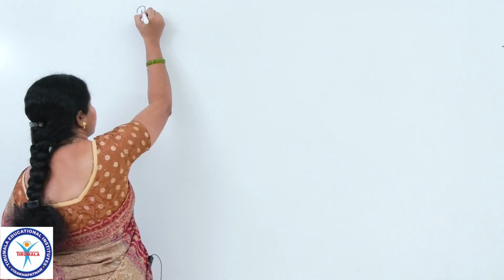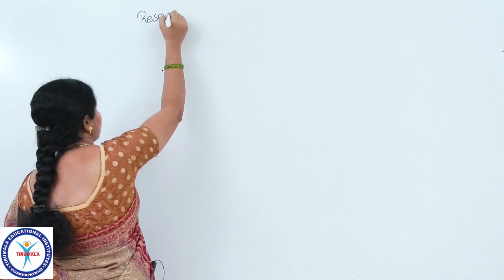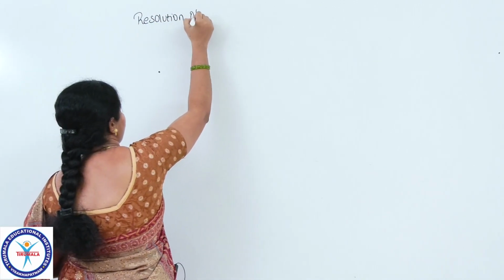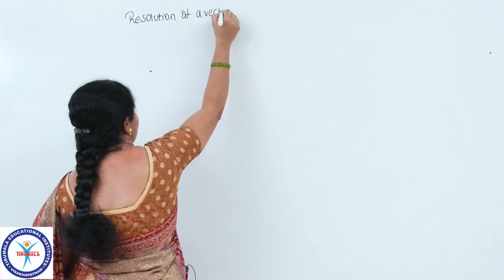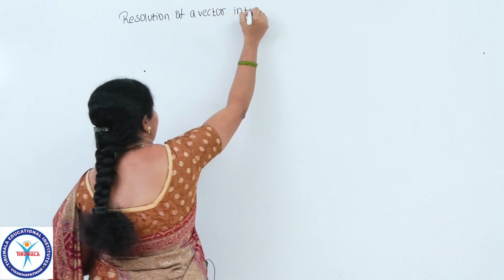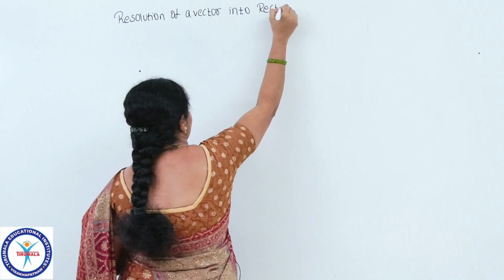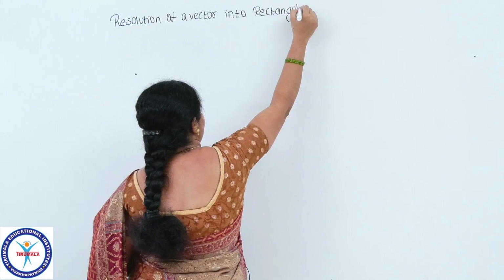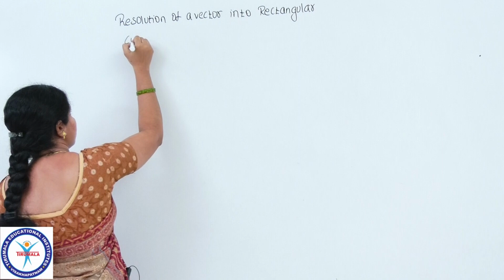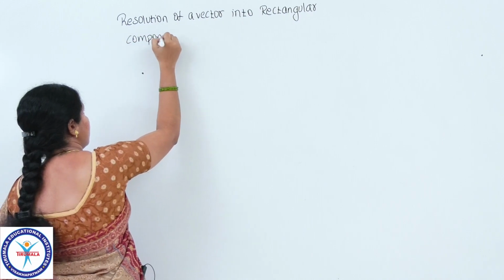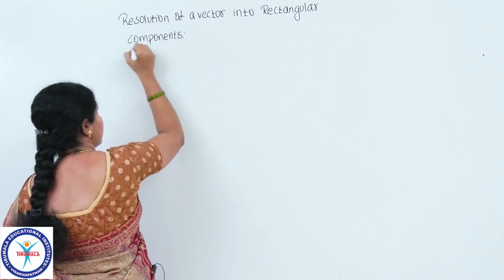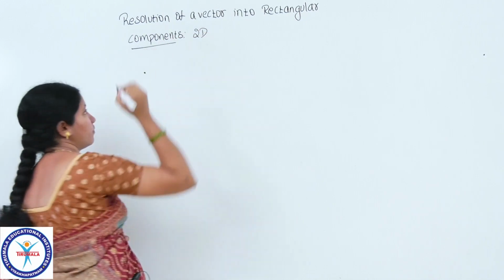Now, let us see resolution of a vector into rectangular components. So, we are considering this resolution in 2D.